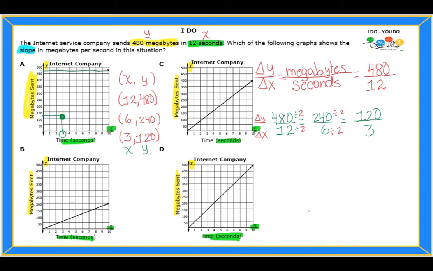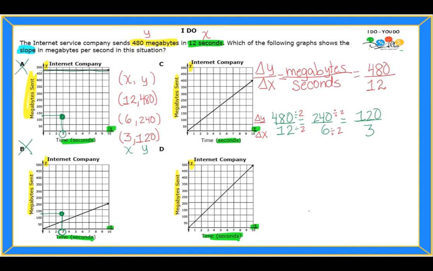Okay, let's go to B, which is down here. So I'm going to do the same thing. I'm going to choose 3, which is right here, and 120 on Y. So this is 100. So 120 goes somewhere in there. So I'm going to go up and across. Look at where the intersection is. It's not close to the line. Okay, so I can tell that A and B cannot be my answers, right?